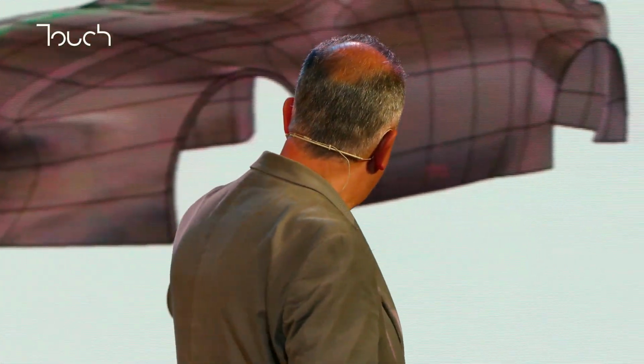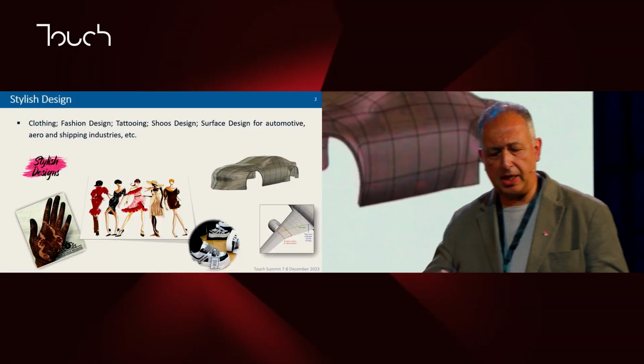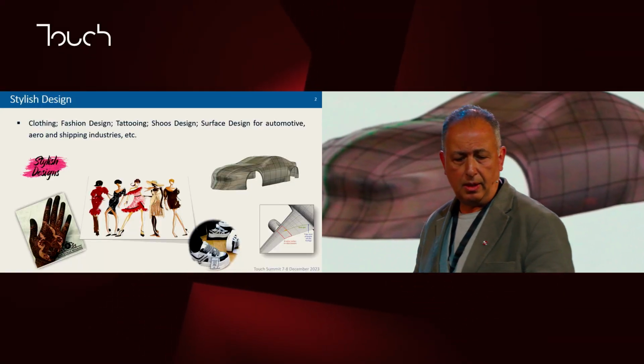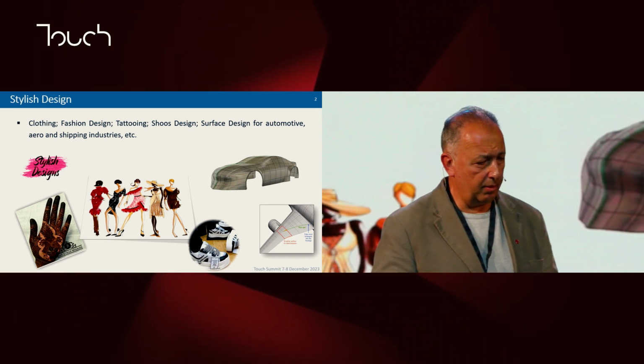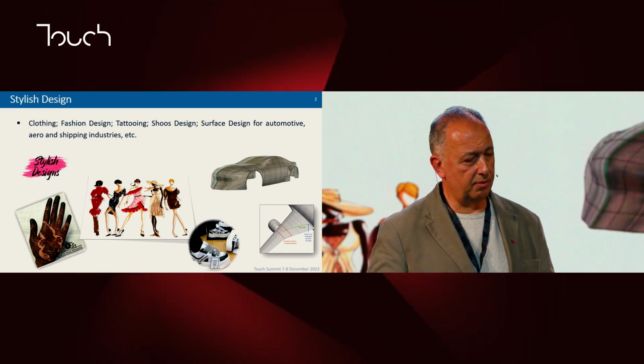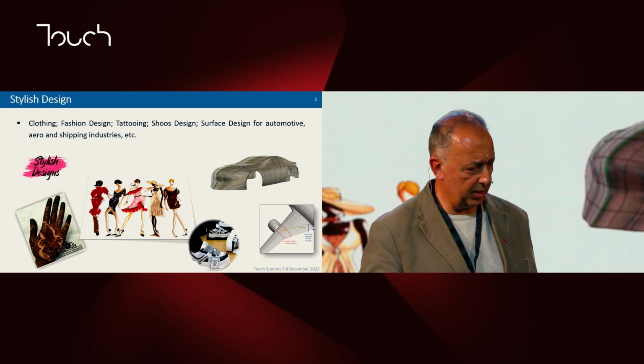There are some examples, for example, stylish design, which is two-dimensional design for clothing and also for tattooing. On the right side, this is stylish surface design for automotive design and plane design, which are made from NURBS, and this is very much free design.